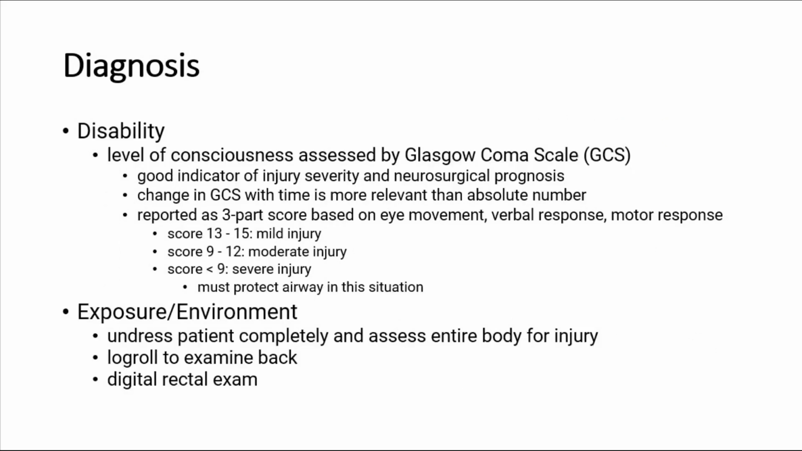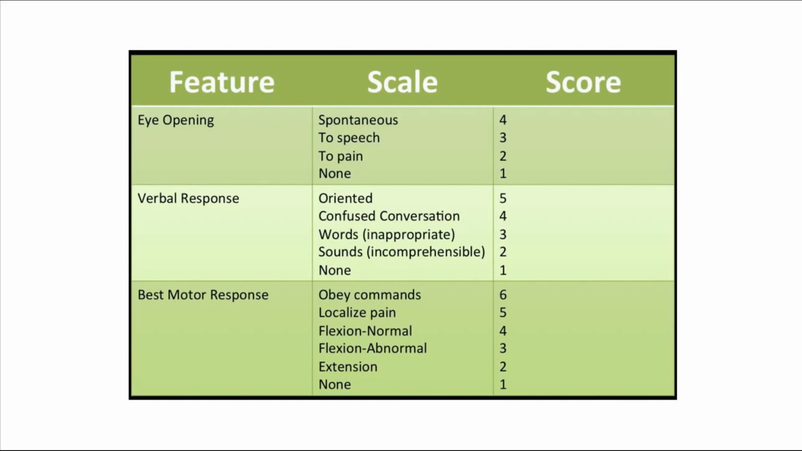D for disability. Level of consciousness is assessed by the Glasgow Coma Scale, which is a good indicator of injury severity and neurosurgical prognosis. Change in GCS with time is more relevant than the absolute number, reported as a three-part score based on eye movement, verbal response, motor response. E for exposure or environment. Undress the patient completely and assess the entire body for injury, log roll to examine the back, and digital rectal exam. This table shows the GCS scoring based on eye opening, verbal response, and motor response. Full marks would be 15 out of 15.